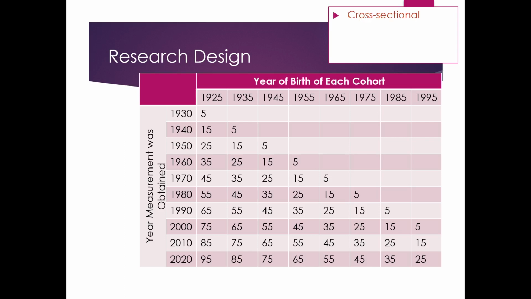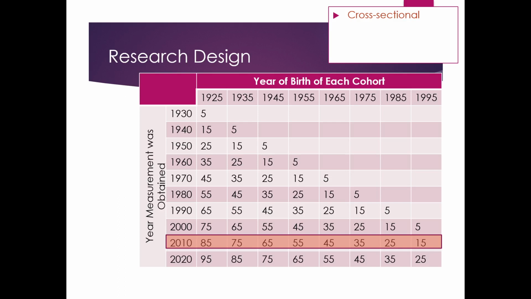The first thing I wanted to mention is the simplest to conduct, and this would be the cross-sectional method. The cross-sectional method would be where, let's say in 2010, you're collecting data, and so you recruit people who are 85, 75, 65, down to 15. So we have our year of birth for each of these people, and we recruit people of these different ages. And then we do something.